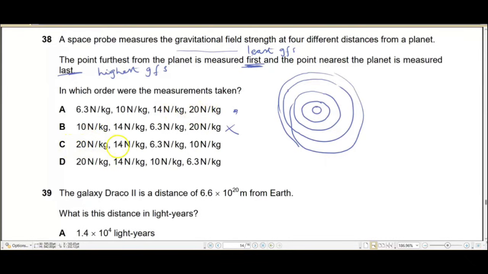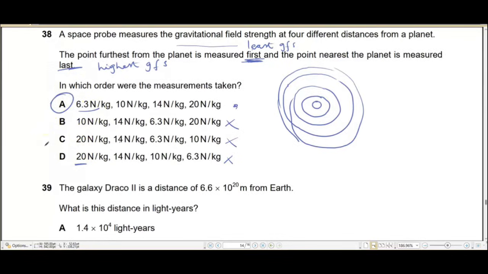So this is 20, then 14, then 6.3. This order is also not correct. 20, 14, 10, 6.3. This order is not correct because this is a descending order. 20 can't be the gravitational field strength for the point that is furthest away from the planet. It has to be less. So A is our correct option.